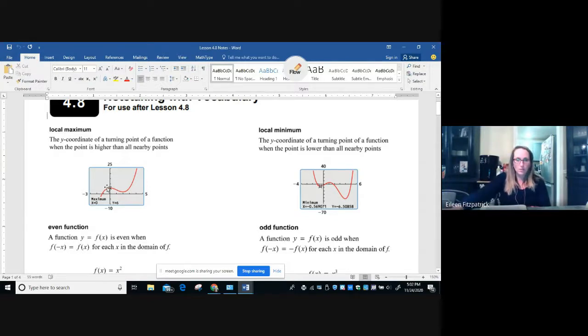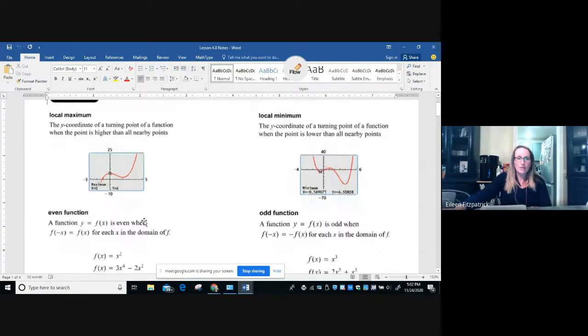So this is an example of a local max. Here I have an example of a local min. Okay, over here as well, here's a local min, here's a max, here's a min. So each turning point, right? And we're talking the y-coordinate associated with that point. So again, the local max is the y-coordinate of a turning point of a function when the point is higher than all nearby points. And the local min, the y-coordinate of a turning point of a function when the point is lower than all nearby points. Okay, because that's the lowest point in relation to the points that it's closest to.